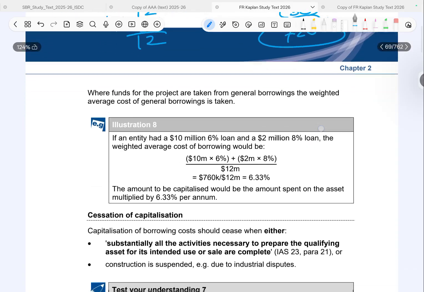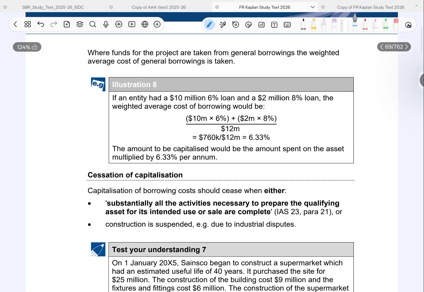Let's move ahead. Where funds for the projects are taken from general borrowings, the weighted average cost of general borrowings is taken. If an entity has a 10 million 6% loan and a 2 million 8% loan, what would the weighted average cost of borrowing be? Many times you take two different loans to fund one project. So let's say an entity has borrowed 10 million at 6% and 2 million at 8%. How do we calculate the weighted average cost of borrowing?